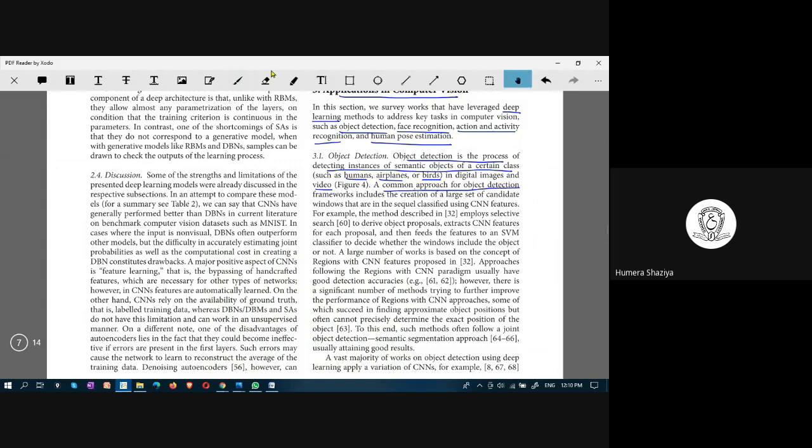So a common approach for object detection frameworks includes creation of a large set of candidate windows that are classified using CNN features. You create a CNN architecture, you extract the features of an image using CNN, and then you try to label each object that has been identified.